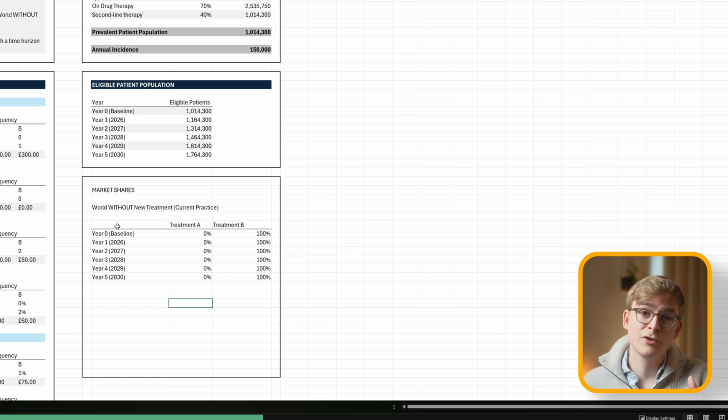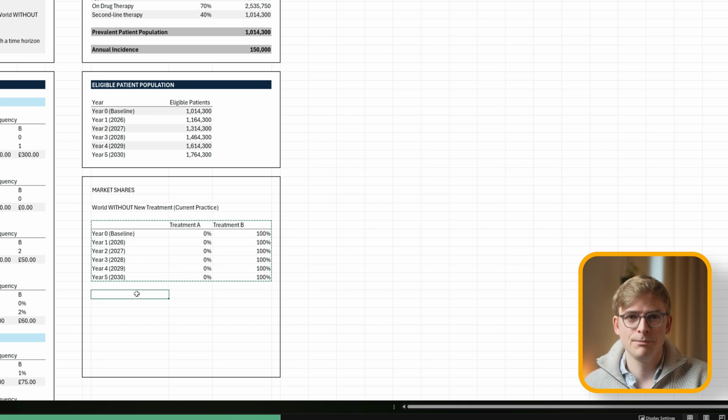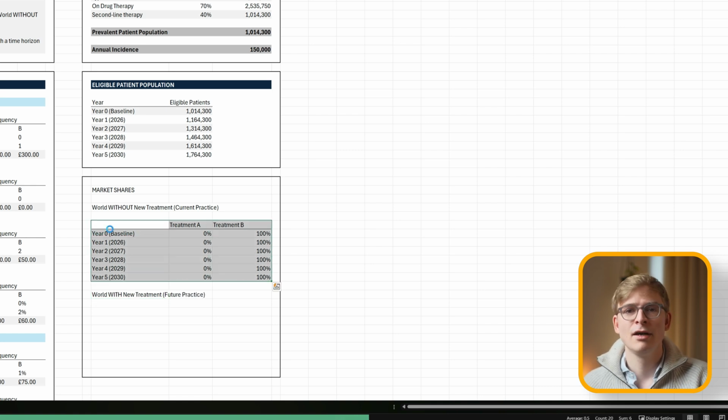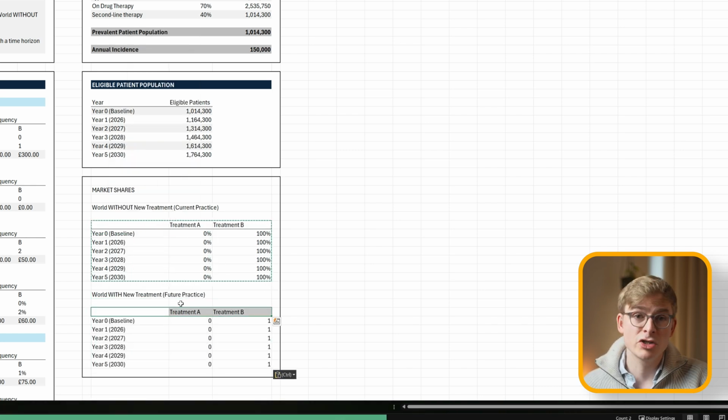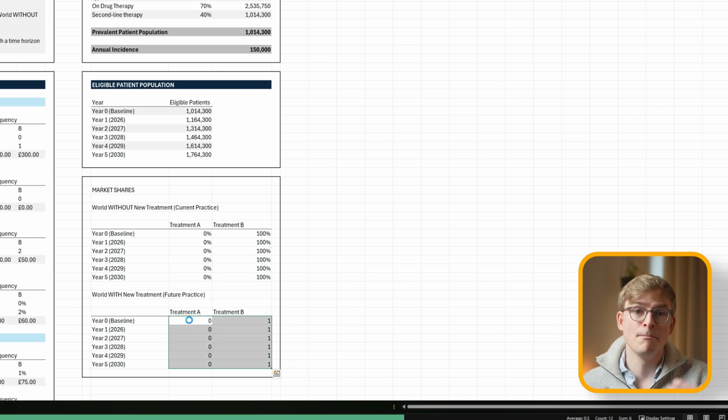For the world with treatment A, it becomes slightly trickier. How quickly will treatment A capture the market share from treatment B? That's really the question we need to ask ourselves. In the real world, the speed of uptake will depend on factors such as clinical differentiation, support in the medical guidelines and the medical community, as well as the marketing and communication strategy, among other variables.